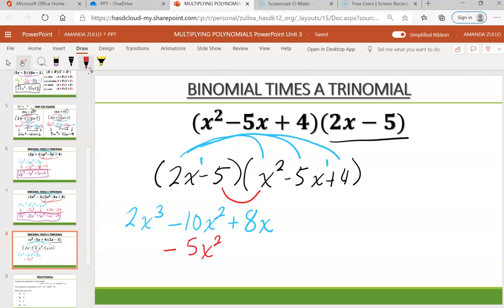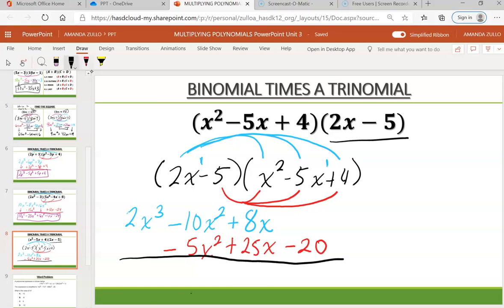Next, you have negative 5 times negative 5x. So you have a negative and a negative, which will make a positive. 5 times 5x is 25x, which should go underneath as 8x. And last, you have negative 5 times 4, which is negative, and a positive is a negative. 5 times 4 is 20. No like terms, so it goes off to the side. All right.